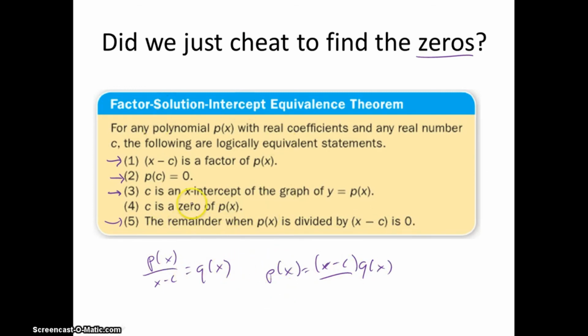So take a minute to write these down. If you need to pause the video, you can do that. But these are important things. These are all equivalent statements. So for a polynomial p of x with real coefficients and any real number c, the following are all equivalent statements. x minus c is a factor, p of c is 0, c is an x-intercept of the graph, c is a 0. Those are just the same thing with different wording. And then the remainder when p of x is divided by x minus c is 0. That comes from remainder theorem.